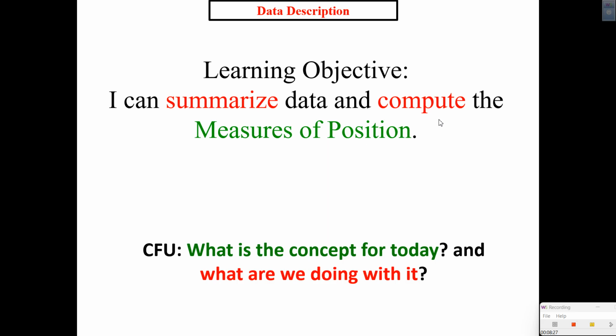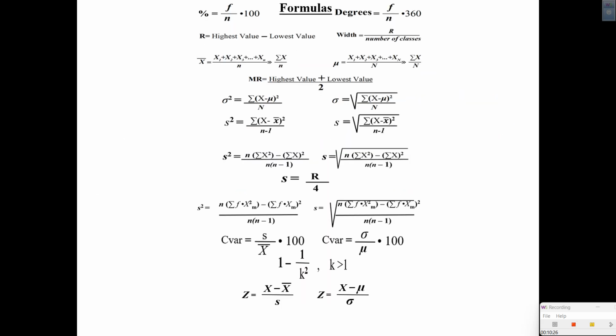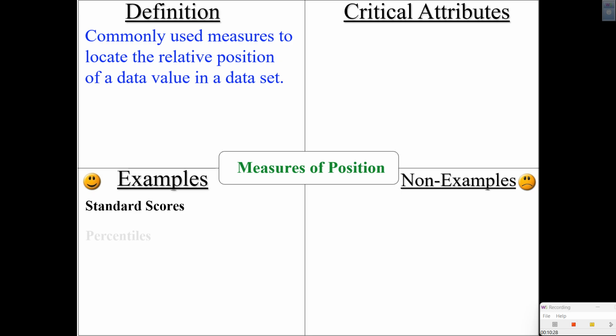And the last one, Austin, S. What is our last measure? Position, and they are Z-scores or standard score, percentile, decile, and what else? Quartiles. Here they are. That is correct. All right, and just really quick, here are your formulas.